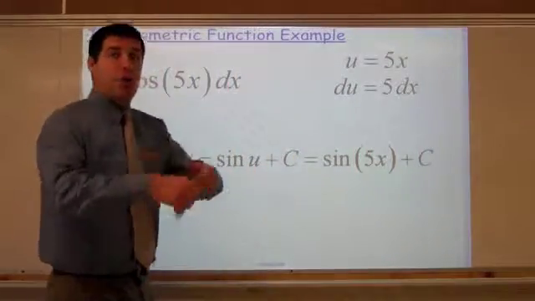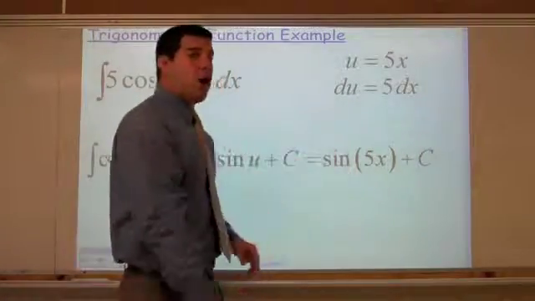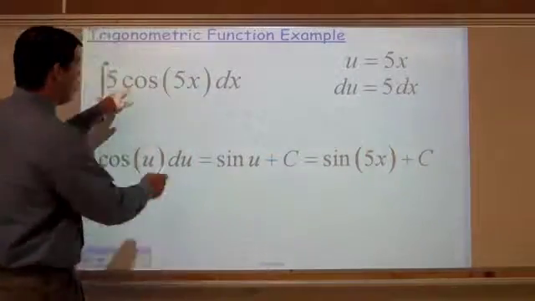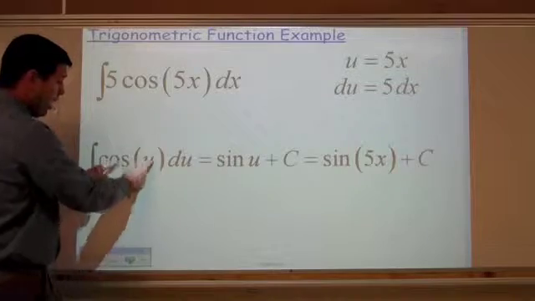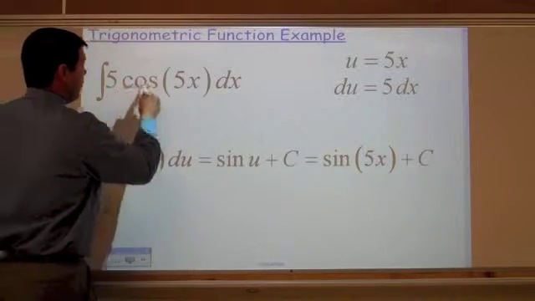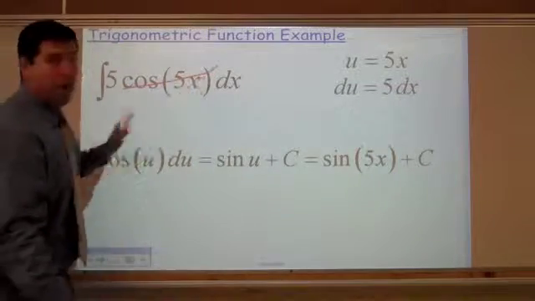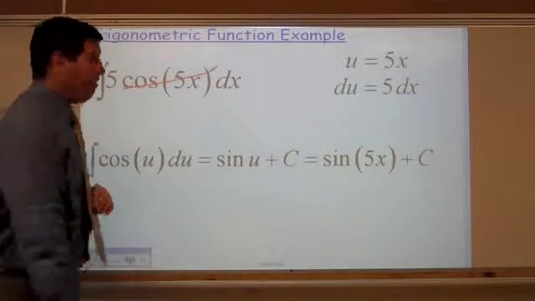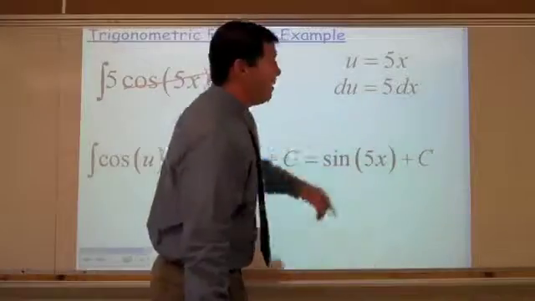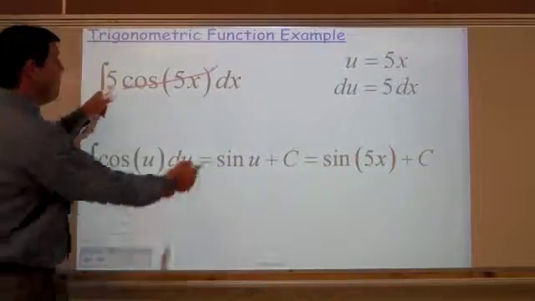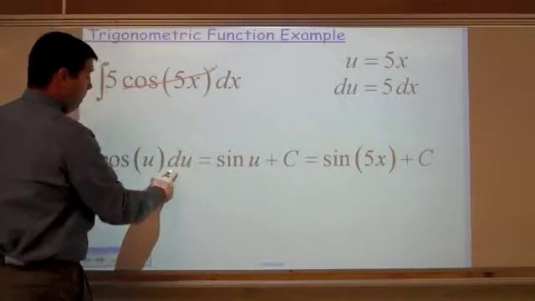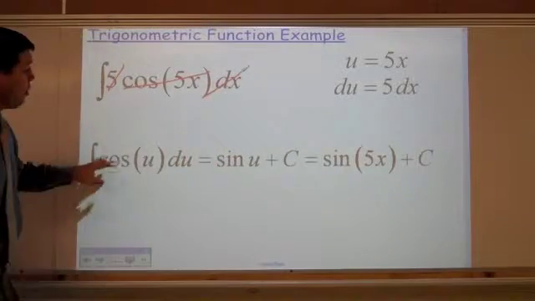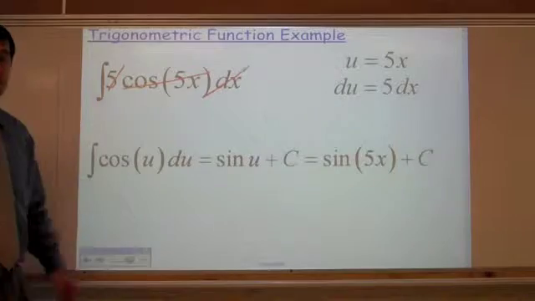Now you have u, you have du, now you go back and substitute. u was 5x, so I'm going to write cosine of u. That covers that part. Now I have a 5 dx left. du equals 5 dx, so this works out nicely. 5 dx is the same as du, so I plug in a du. Those parts both go, so I'm left with cosine of u du.